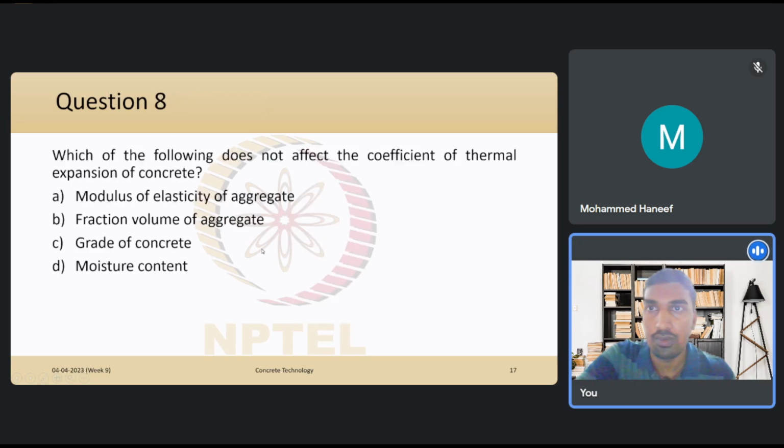Okay, so moving on to question 8. Which of the following does not affect the coefficient of thermal expansion of concrete? The options are A, modulus of elasticity of the aggregate, B, fraction volume of aggregate, C, grade of concrete, and D, moisture content.